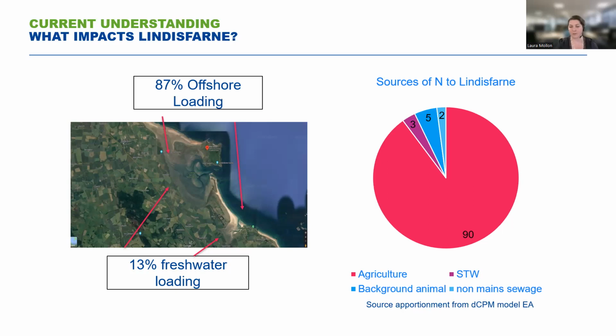From that, you can see that the predominant source there is agriculture. Sewage treatment work discharges make up less than 5%, and not all of them are mains drainage, so it's quite a rural catchment. There are lots of package treatment plants, little holiday caravan parks and that sort of thing. There are also background sources from different birds and seals that contribute to the loading, as well as atmospheric nitrogen deposition.